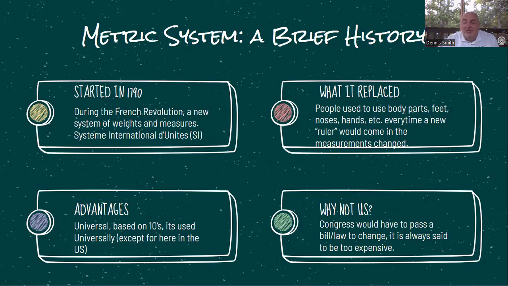It's a great question. But really, it boils down to money. Congress would have to pass a bill or a law to change our current measuring system. And it has always been said by the opponents of changing to the metric system that it would be too expensive. You'd be changing all the speed limit signs. You'd be changing all the mileage signs. You'd be changing, I don't know, everything. You'd be changing all the signs. So apparently it would be too expensive to do that. So I don't think the U.S. is going to the metric system anytime soon.